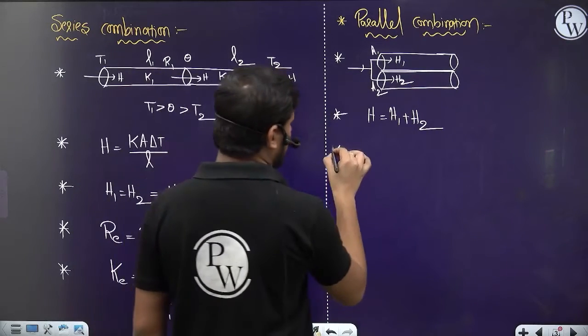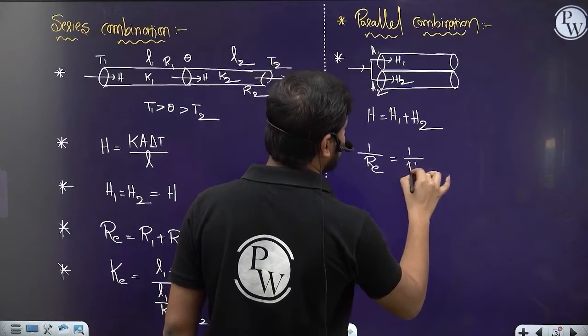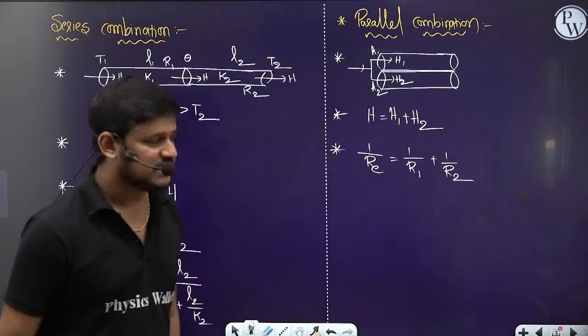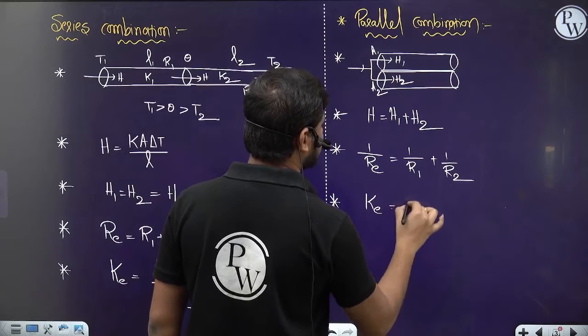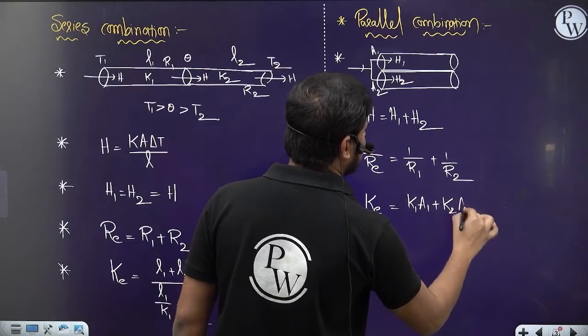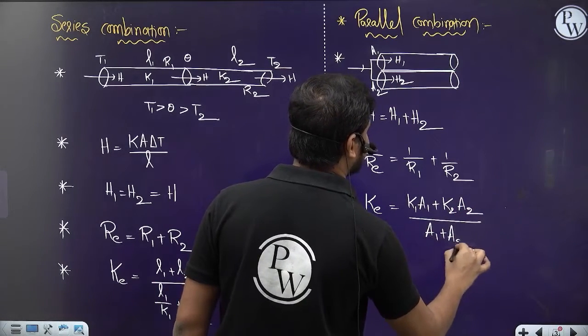And what is the R equivalent in this case? 1 by R equivalent is equal to 1 by R1 plus 1 by R2. And what is the K equivalent? It's (K1 A1 plus K2 A2) by (A1 plus A2). So this also we have studied, right?